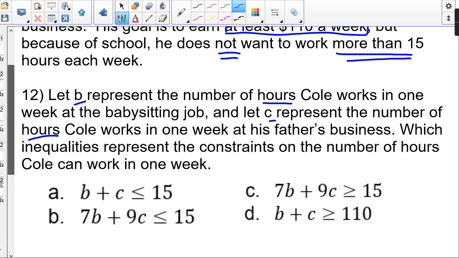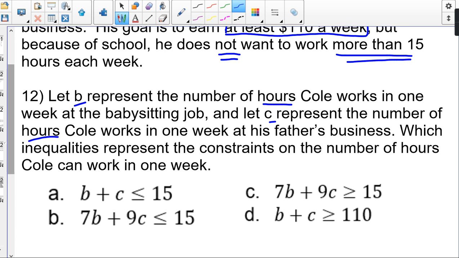The first choice, A, is B plus C is less than or equal to 15. Let's think about what B represents. Well, B represents the hours he babysits. C represents the hours he does office work. Does it make sense? Hours plus hours has to be less than or equal to 15? Well, yes, because it says he does not want to work more than 15 hours. So this is correct. What about choice B?